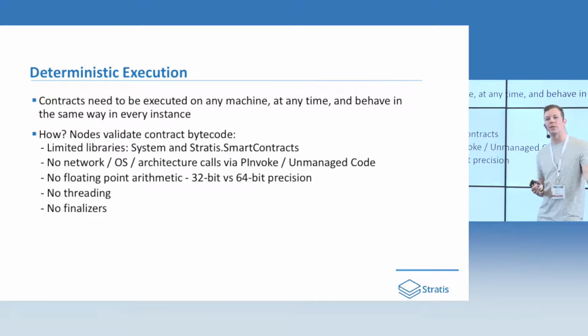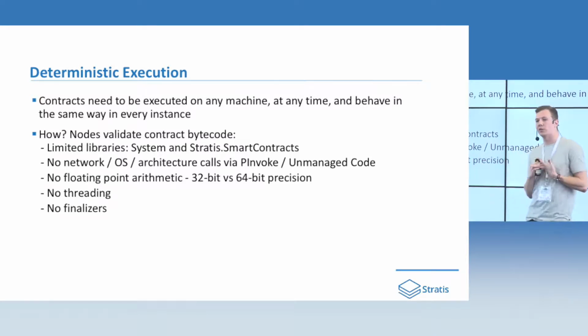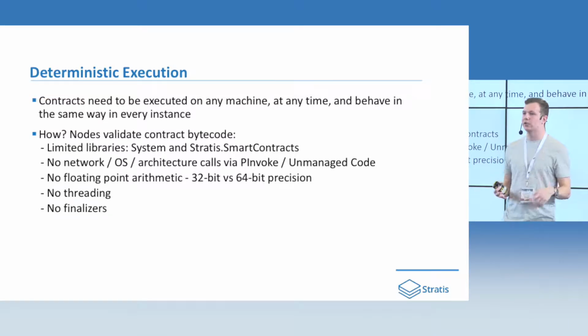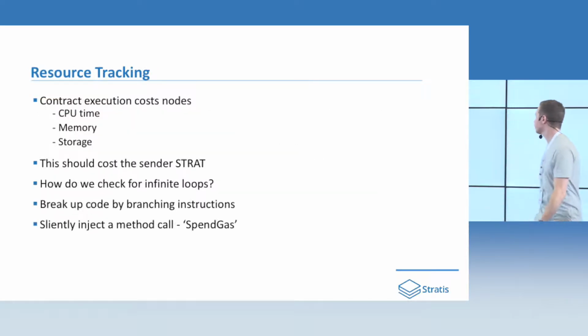No threading. Obviously, if machines are running code in a different order, it's impossible for us to pick what that will be, so we don't allow threading. And no finalizers. The garbage collection in .NET is actually not deterministic. To deal with this, we enforce that anytime an object's destroyed, you can't call any code, which is what would happen inside a finalizer.